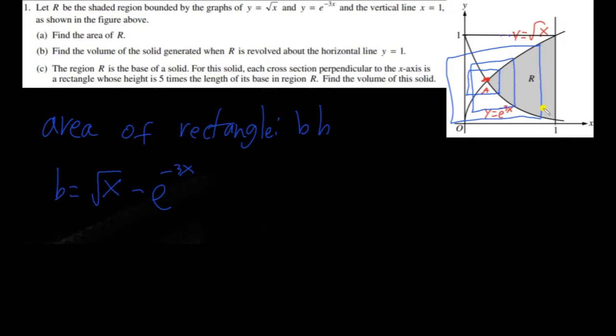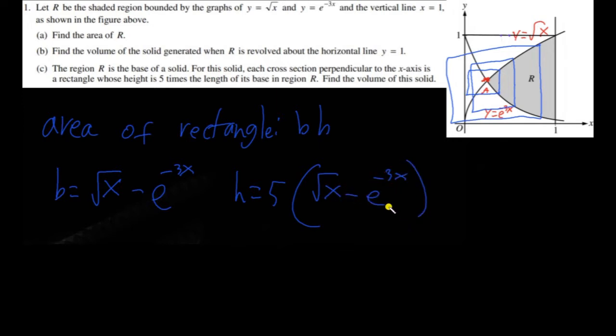So that means this remainder distance, that's this height, that's the height of r, I guess the base of r, that's going to be the difference between square root of x and e to the negative 3x. So now that we have our base, we know that our height is 5 times the base. So it's 5 times this stuff here. 5 times square root of x minus e to the negative 3x, like that.